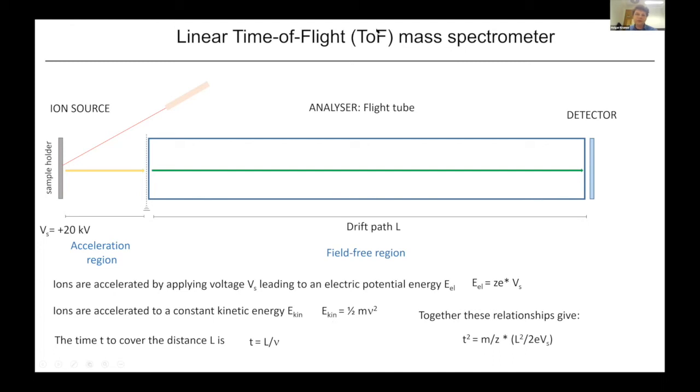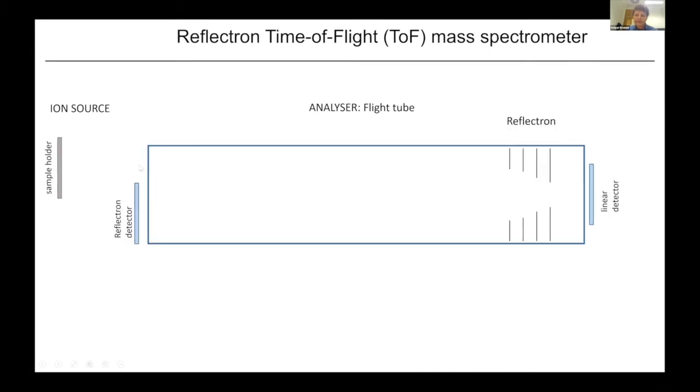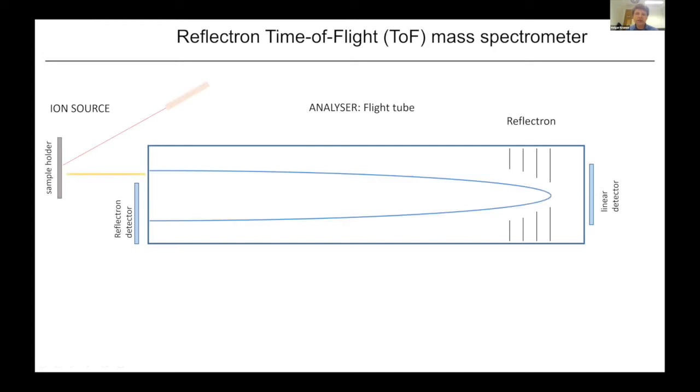This version of a time-of-flight mass spectrometer is known as a linear time-of-flight mass spectrometer. There is another version that is also available in the instrument that we have in the facility. That is the reflectron time-of-flight mass spectrometer. I just wanted to show what is different in this process now compared to what we've done previously. Because we've got this electrostatic reflectron at the end of the flight tube, we're able to reflect ions and make them hit a different detector that's actually on the same side as the sample holder, on the other end of the flight tube.